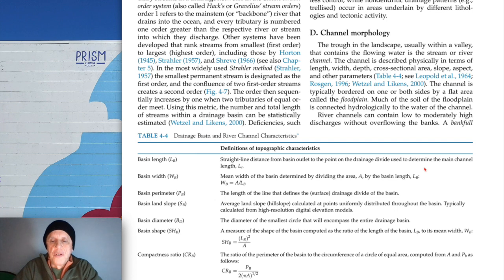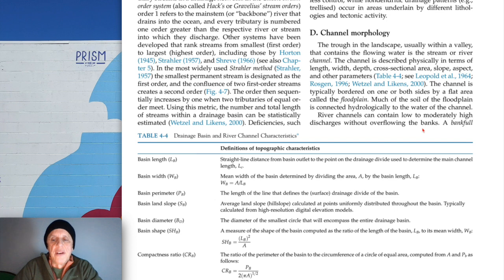So, channel morphology, D. The trough in the landscape, usually within a valley, that contains the flowing water is the stream or river channel. The channel is described physically in terms of length, width, depth, cross-sectional area, slope, aspect, and other parameters. The channel is typically bordered on one or both sides by a flat area called the floodplain. Much of the soil of the floodplain is connected hydrologically to the water of the channel.